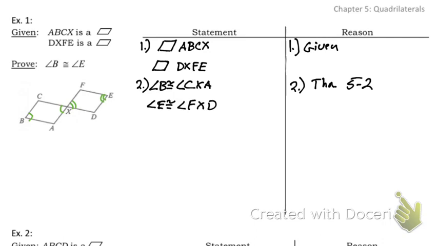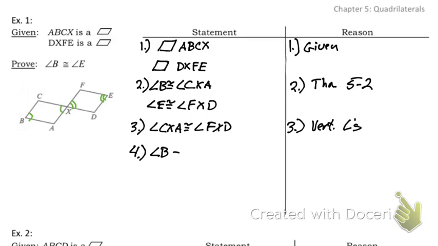If I could just show that these two angles are congruent, we're done. Can I show that these two angles are congruent somehow? Yeah. Vertical angles? Vertical angles. So maybe we'll use that in step 3. Step 3 would be something like angle CXA is congruent to angle FXD. And that would be vertical angles.